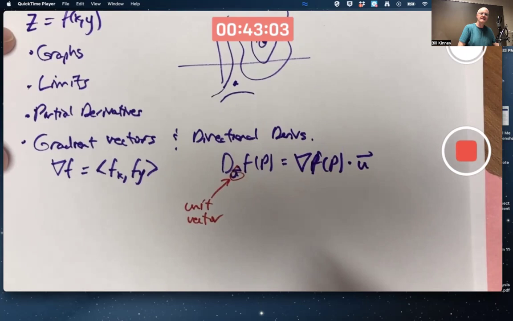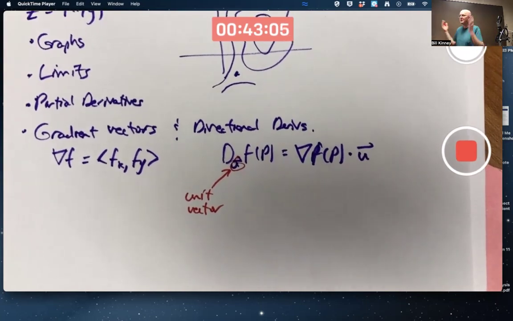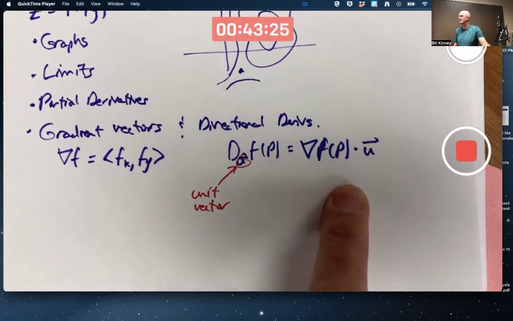And so if the problem is described without a unit vector to begin with, say, hey, we're at this point, we're trying to find the directional derivative in the direction going from this point to this point, then you've got to find the displacement vector, which may not be a unit vector, and normalize it first, make it unit length by dividing it by its length before you use this formula.